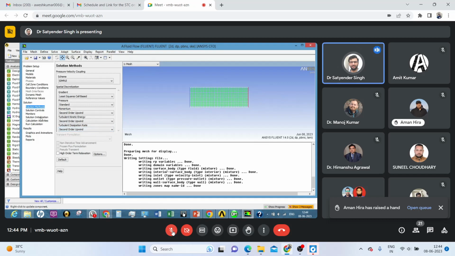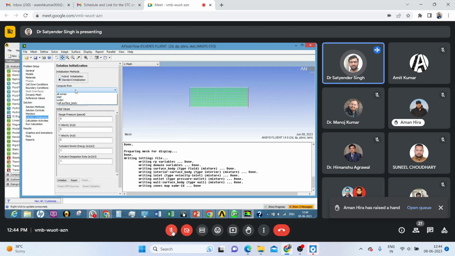Okay, and then we will initialize the problem. In initialization, if I initialize it with the inlet velocity, then you will see one velocity value in this box. But if I assign it with all zones, then you will see pressure is assigned zero everywhere, x velocity zero everywhere, and y velocity zero everywhere. And I initialize it, as I already discussed with you. So it means for the predictor step, you are assigning these values. They are the reference for the predictor step.